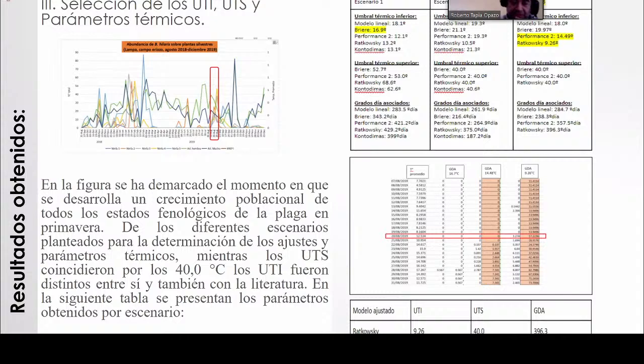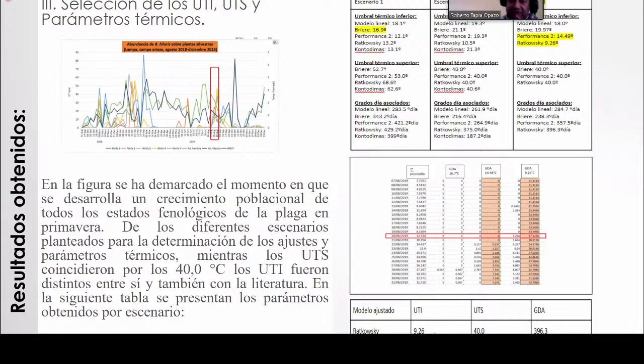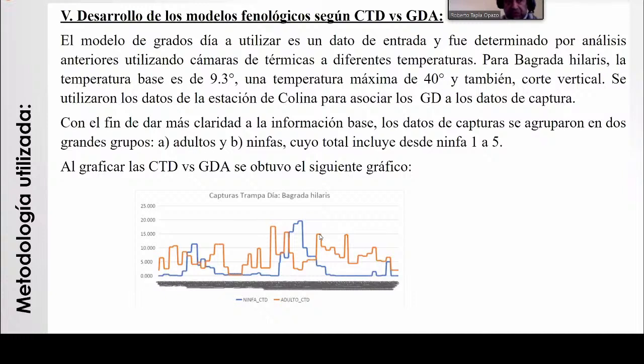So, because of that, we selected the adjusted Radkowski model with the minimum temperature of 9.26 and the maximum temperature of 40, cumulative degree days of 396.3.